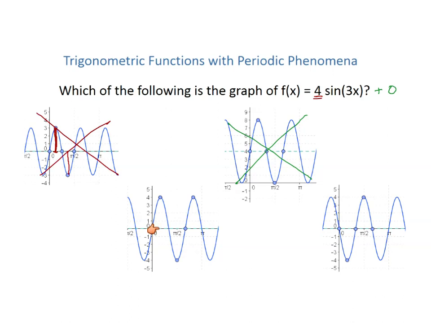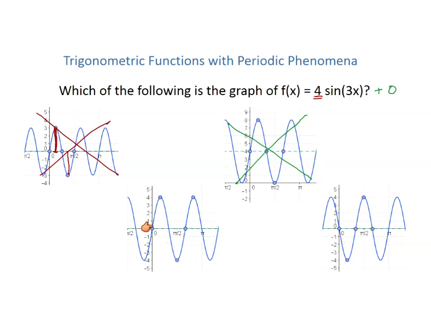We should check these for their amplitude. From the midline to the peak is 4. Midline to the valley is 4. So these two are good. So what's the difference between these two? Well, the only difference here is that this graph goes up first and then down. This graph goes down first and then up.